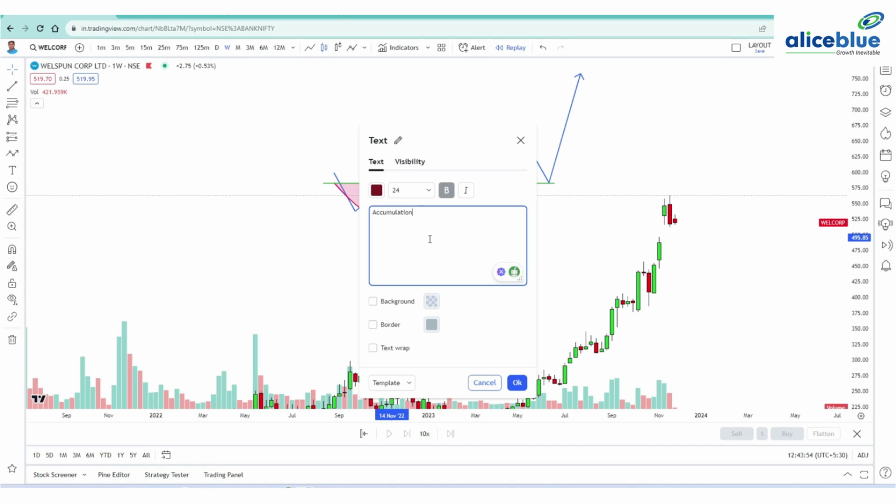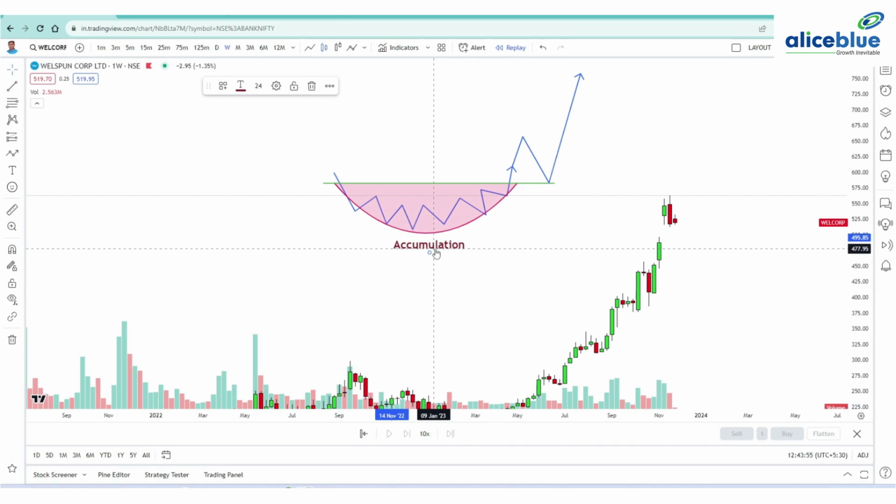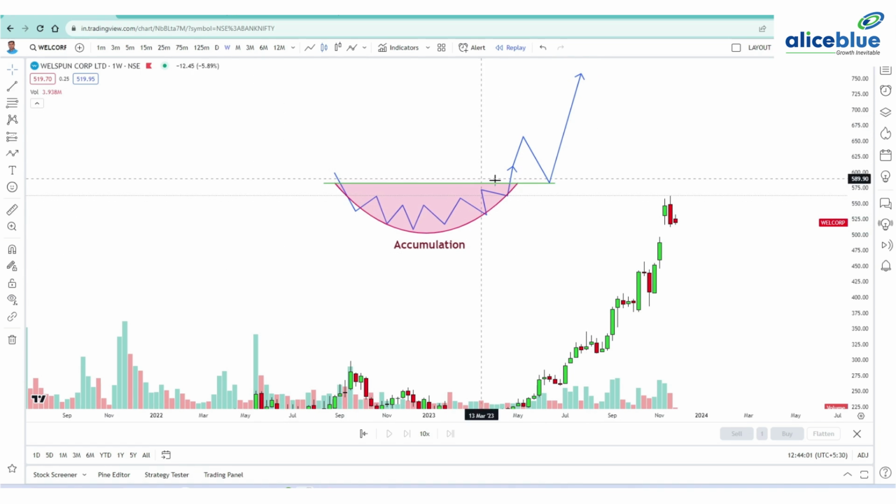So that is called accumulation. When the accumulation phase is completed, the range contraction ends and the range expansion will happen. Now let's see some examples in our chart.